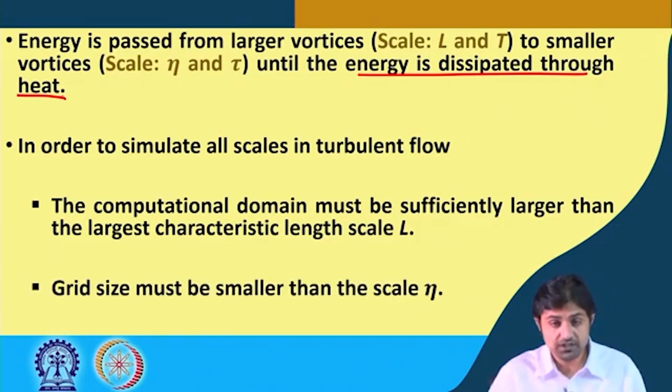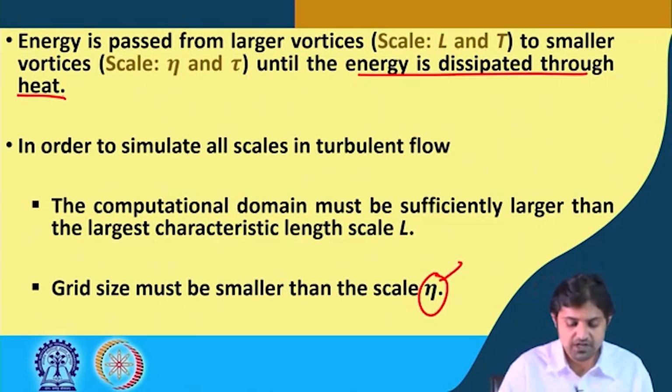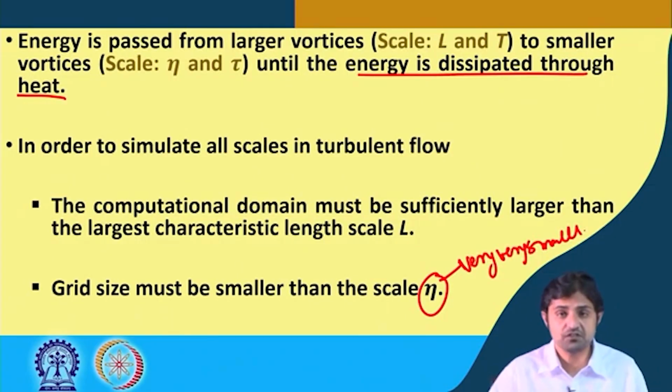But it is also important that the grid size must be smaller than this. It is very small, of the order of 10 to the power minus 5 or 6 meters, and the length scale is typically of the order of, let's say, 1 or 2 meters, or 10 to the power 1 meter. So to be able to model all the scales of energy in direct numerical simulation, the two important things are that the total domain, meaning the study area, should be larger than the length L, which is of the order of meters, but the grid size must be smaller than this Kolmogorov length scale, which is very small.